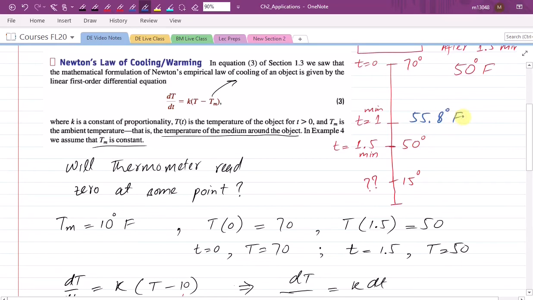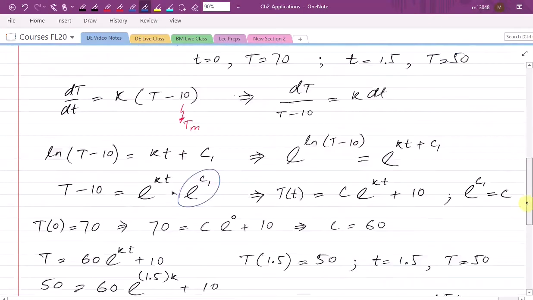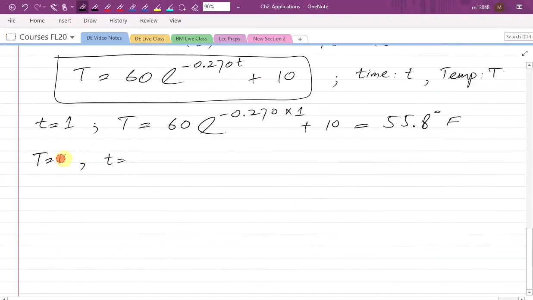5.8 degrees Fahrenheit. That looks good because at 0 it's 70, at 1 minute it's 55.8, at 1.5 it goes down to 50. Now we have to find this time when it reaches 15 degrees. The temperature is 15, and we have to find small t. Yeah, it's the other way around this time.